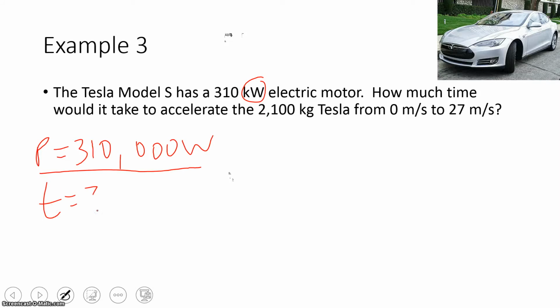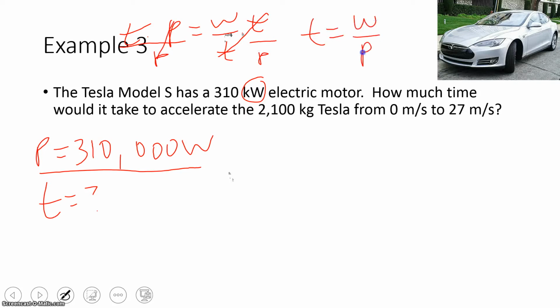We know we're going to use power equals work divided by time to solve for time. In order to do that, we can change the formula: multiply T on both sides, so we have T times P equals W. Divide both sides by P, and you get that T equals W divided by P. So we'll plug in the work that we find.